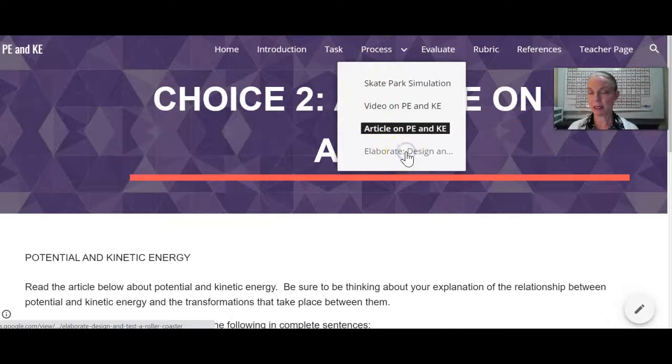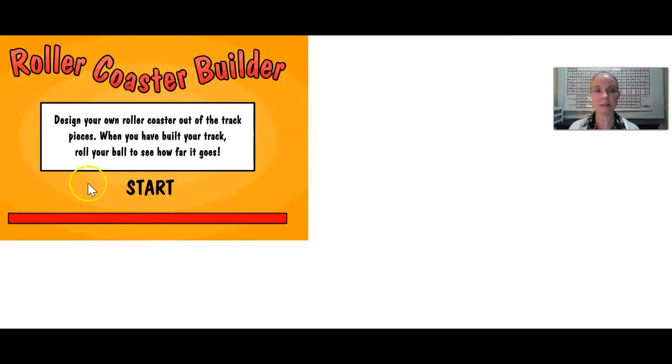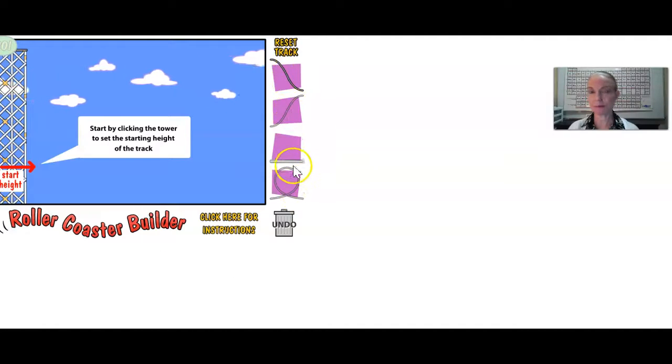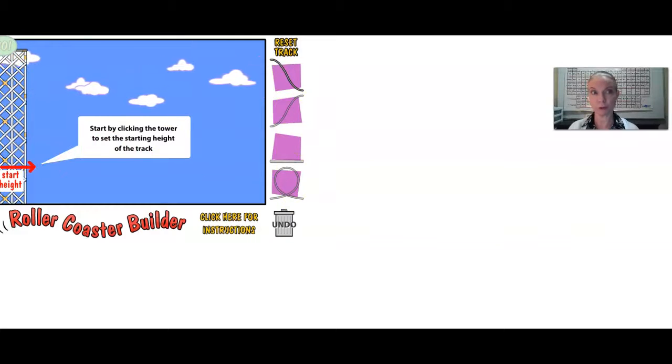We have the Elaborate. When students are finished with the evaluation, they can go and look at designing a roller coaster. So let's take a quick look. So in here, it's just a basic roller coaster. Students will develop some tracks, they'll determine the start height, and then test out their roller coaster.